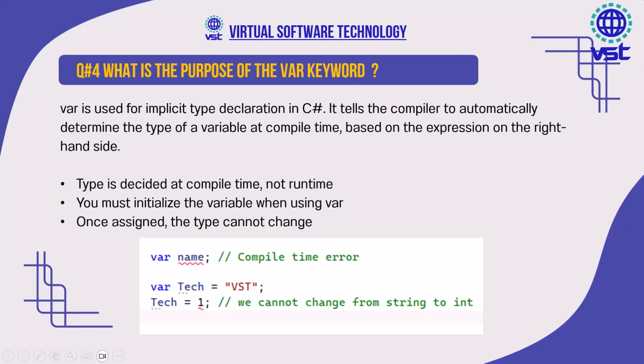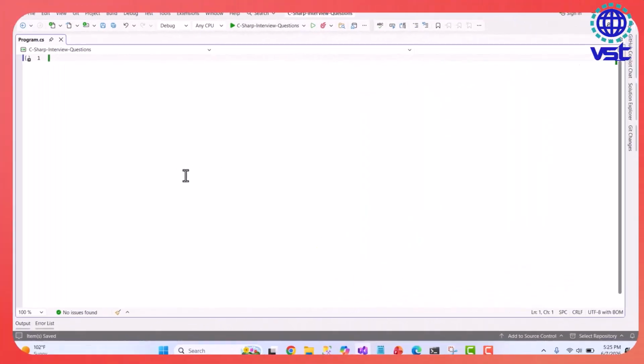This is part 4 of the C# interview questions and answers video series. What is the purpose of the var keyword? var is used for implicit type declaration in C#. It tells the compiler to automatically determine the type of a variable at compile time based on the expression on the right-hand side. Let us flip to Visual Studio to understand this with an example.